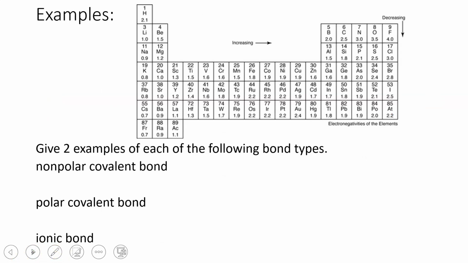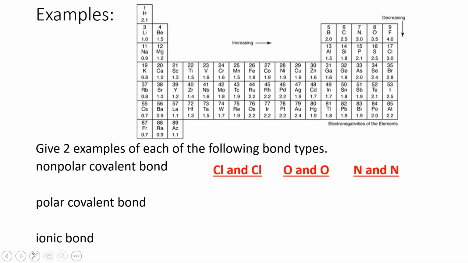We got an example here. So we want to give some examples of each of the following bond types. Start with nonpolar covalent bond. Think of a couple examples, write them down. I'm going to give you 3. Chlorine and chlorine, oxygen and oxygen, and nitrogen and nitrogen. You could pick just about any nonmetal, at least any of the diatomics.